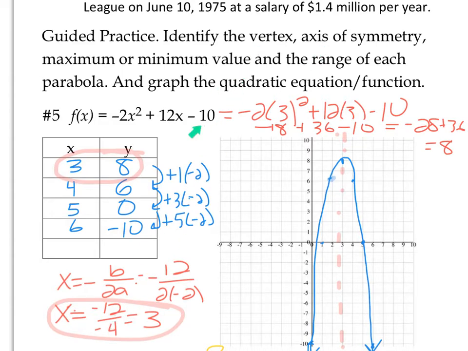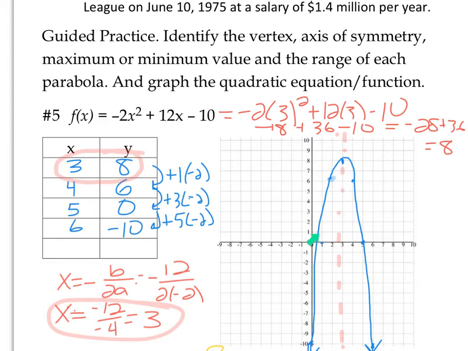The vertex was the point when x is 3; we put it in and get a y value of 8. There's our vertex. The maximum or minimum value, when we graph this, we can see that high point, the maximum value of y equals 8. The range is y values that are less than or equal to 8. All of our y values are 8 or less than 8.